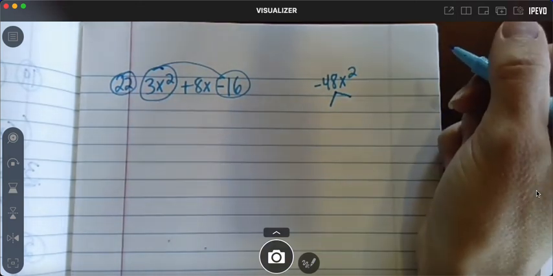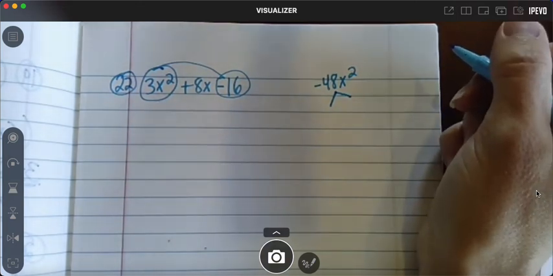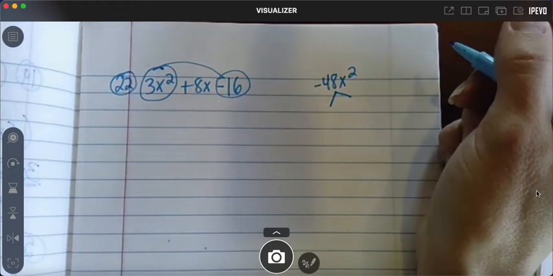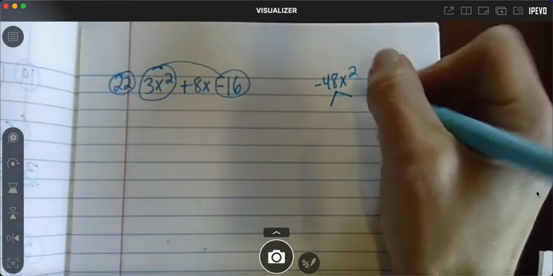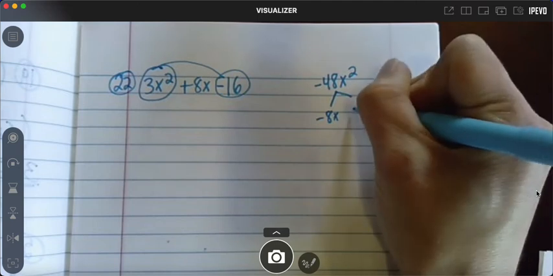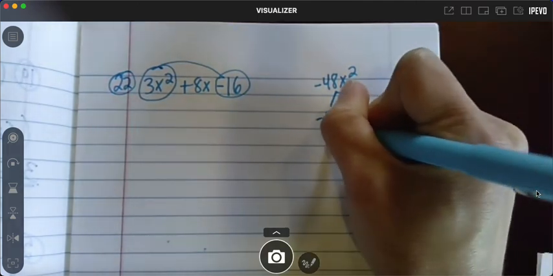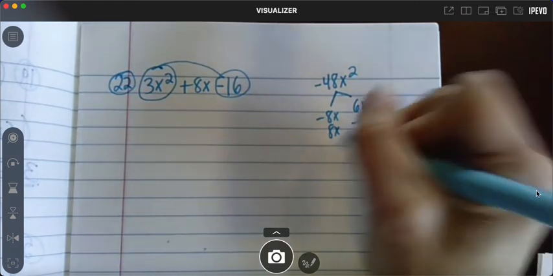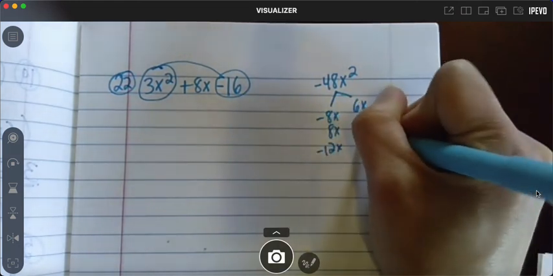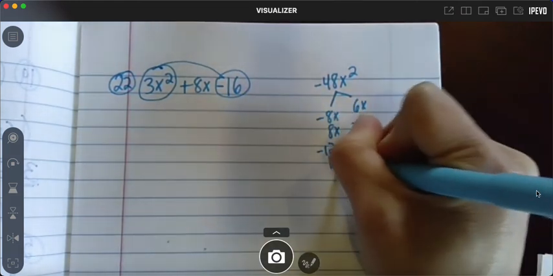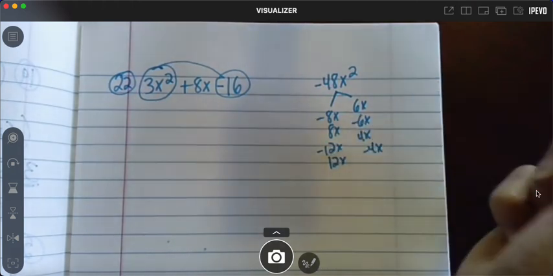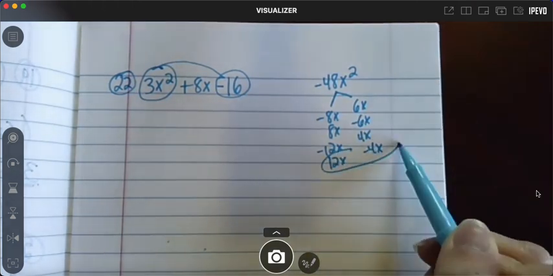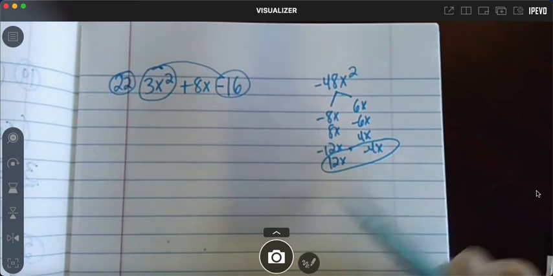8 times 6. Yeah. Okay, so negative 8 and a positive 6, or an 8 and a negative 6. What about 12 and what? 4? 12 and 4. 12 and negative 4. Okay, and it has to add up to a positive 8, so it's this one.